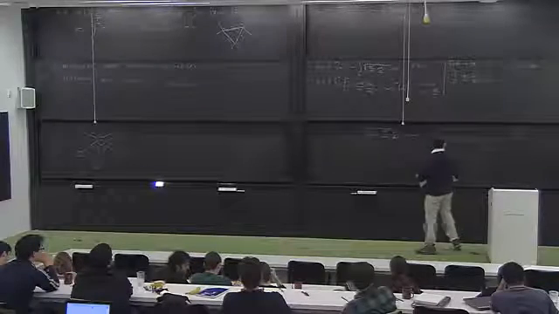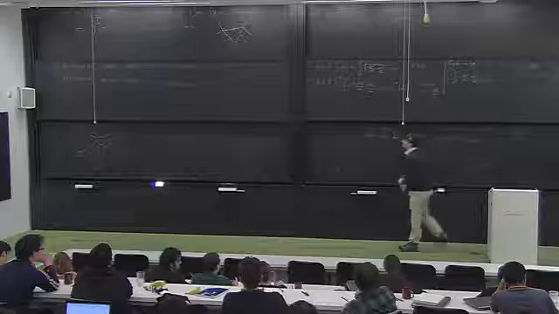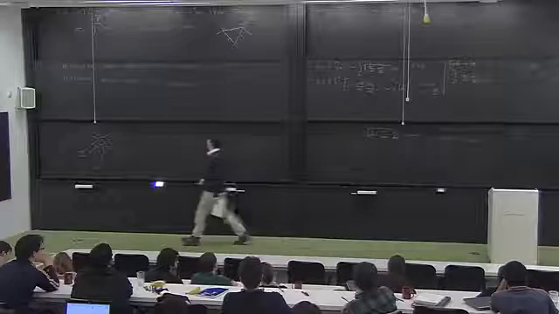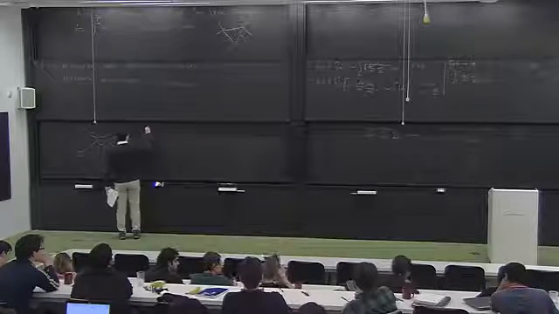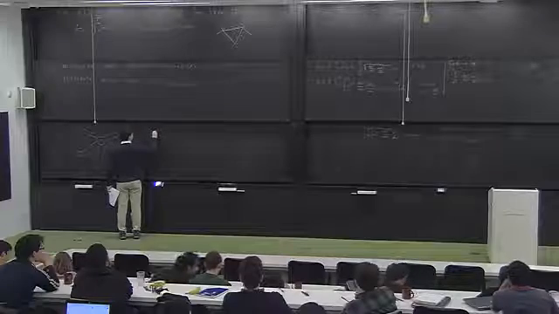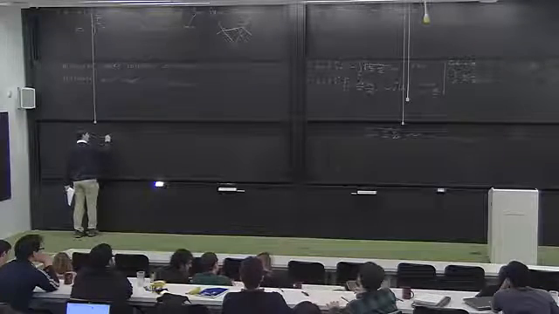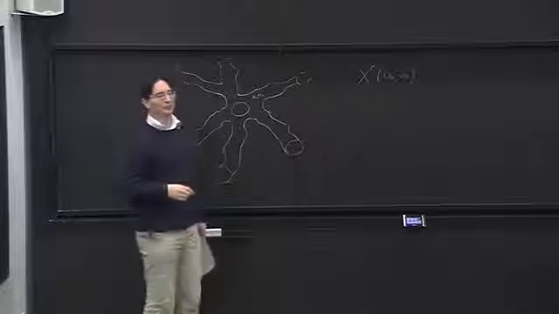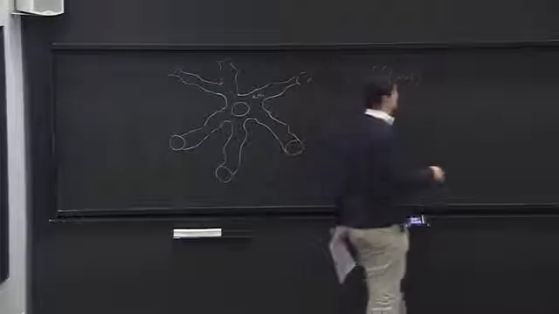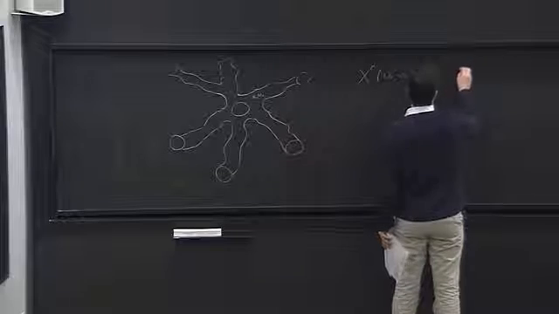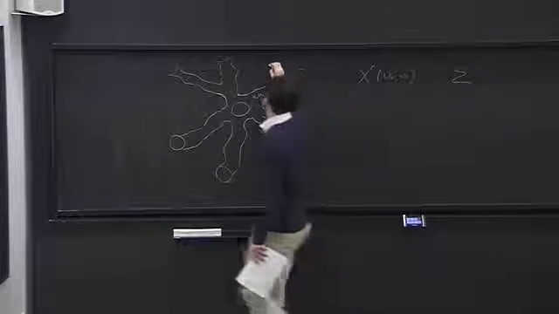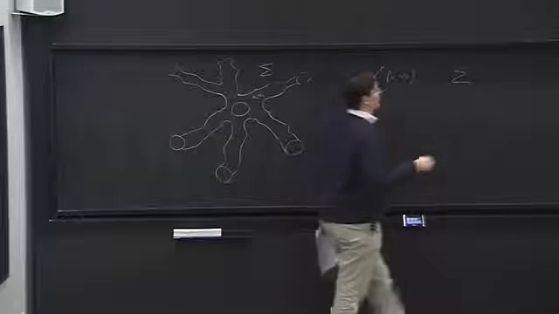Okay, so say it again. So x, this field x^mu. Okay, so this u1, u2 are coordinates on my surface. These x^mu(u1, u2) are just maps from this surface, which we call sigma, into space-time.